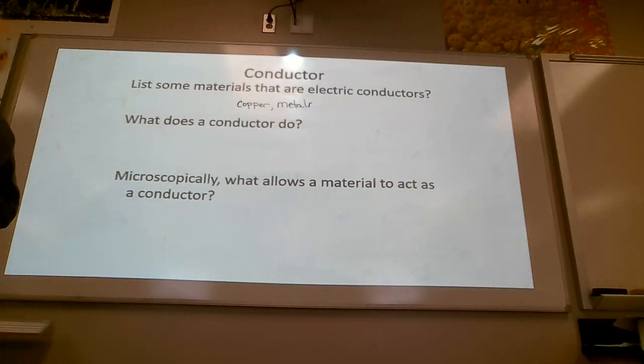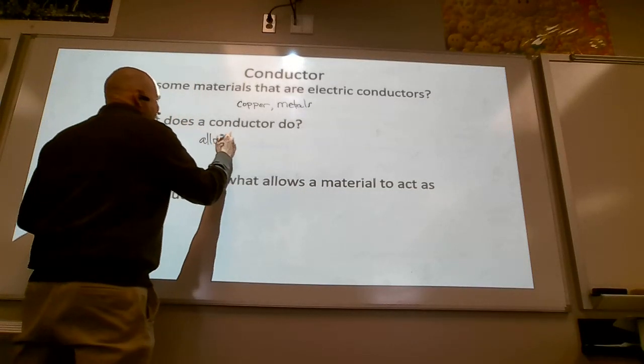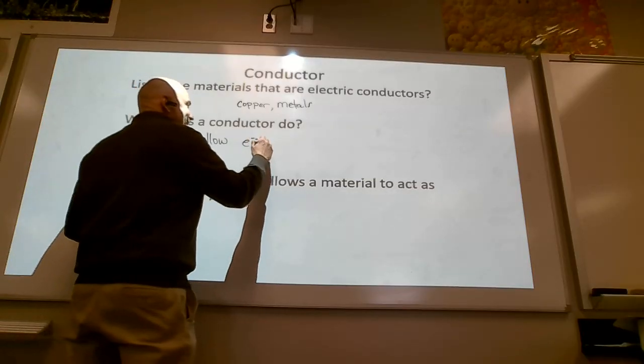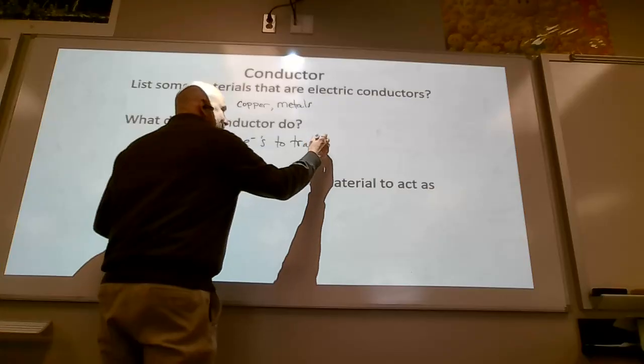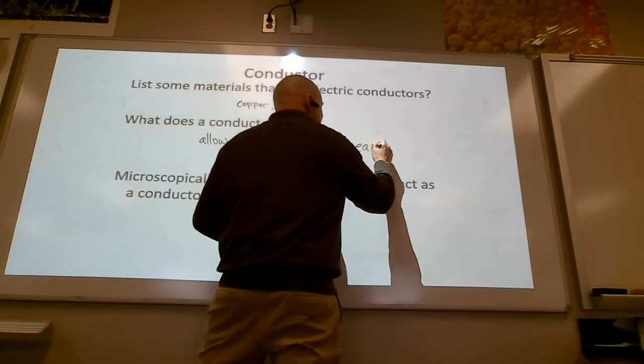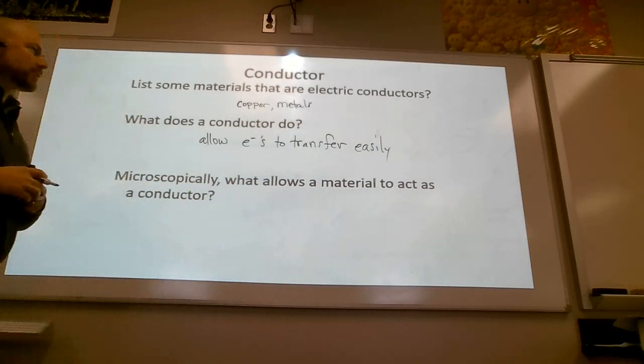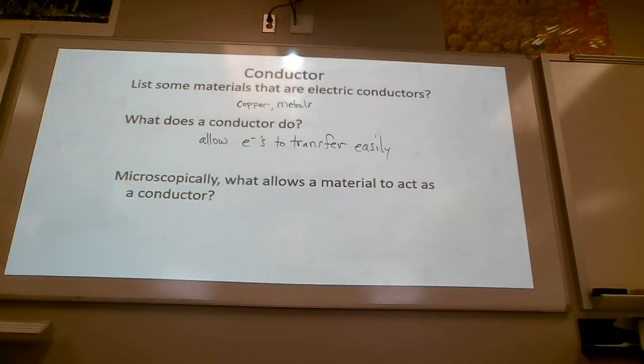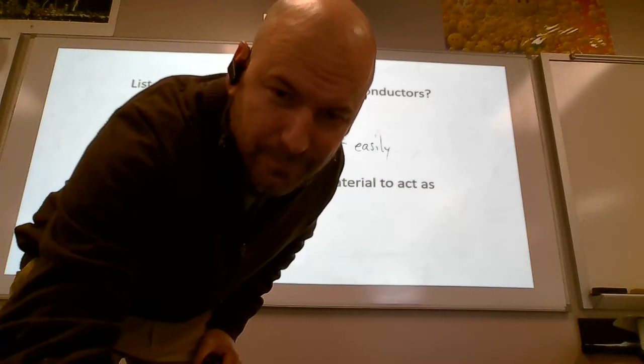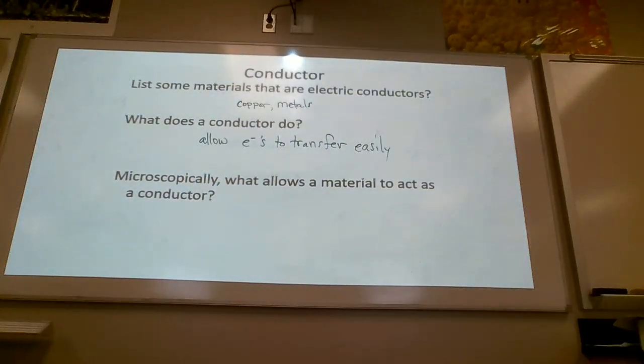What do conductors do? Allow electrons to transfer easily. Microscopically, here's what goes on. Your periodic table has the 2 twin towers. In the valley in the middle are the transition metals.